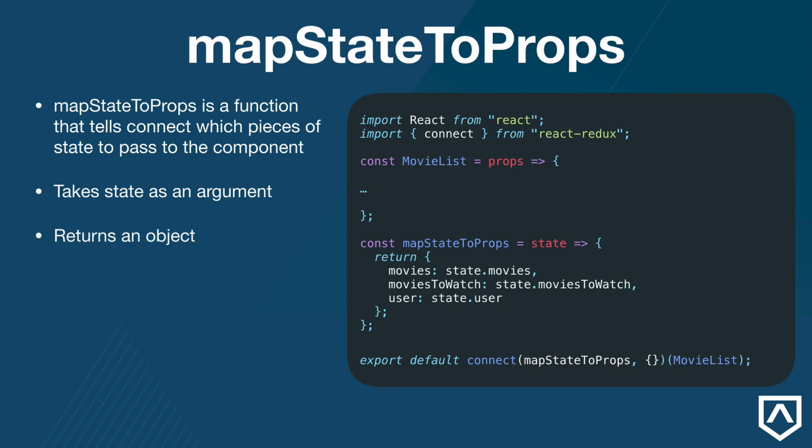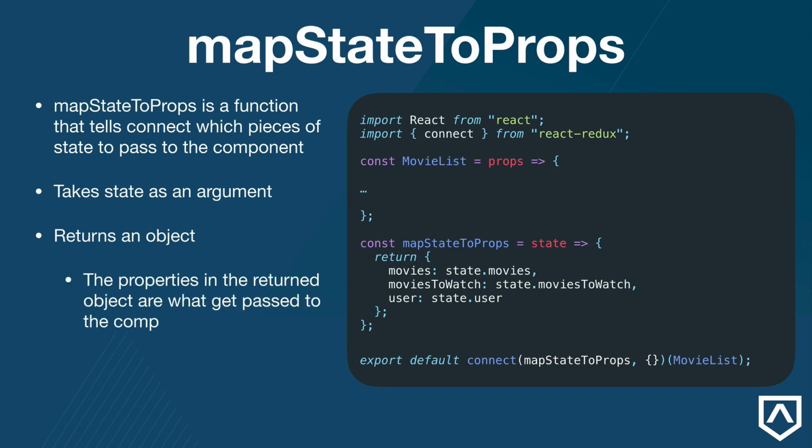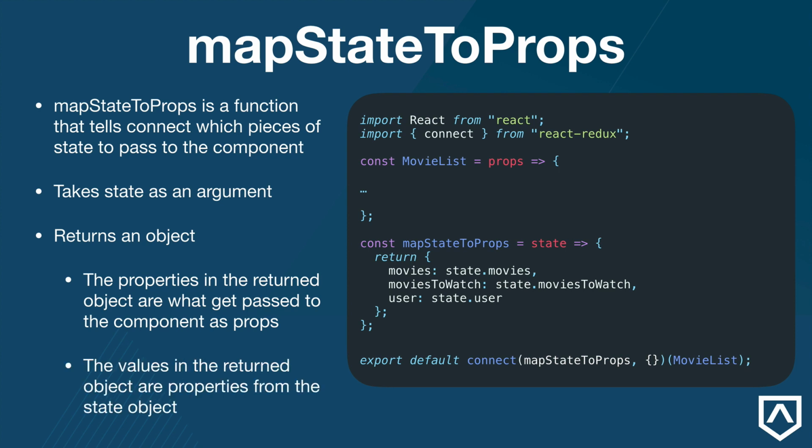Then map state to props returns an object. Let's take a look at this object. The properties in this object, which we have here movies, movies to watch, and user, are what get passed to the component as props. We'll take a look at this in just a second. The values of this object come from the state object, from the state tree. So the values in the returned object are properties from the state tree.